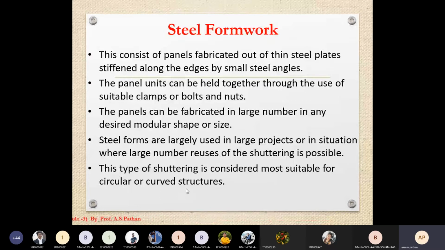So, if you see the applications of this particular steel formwork, it is used for circular or curved structures, while casting bridge piers in the water, or in dam construction, for example the spillway. If there are inclined portions or a circular portion, we can use steel formwork for the casting of the concrete.